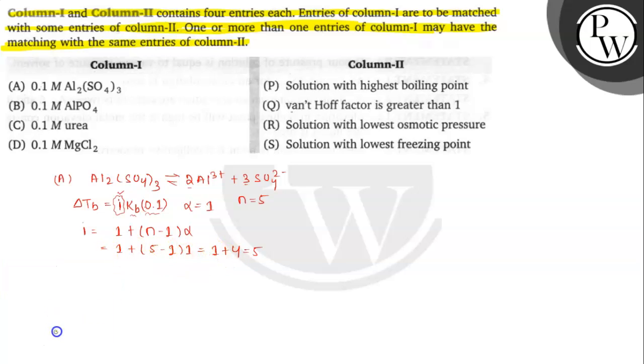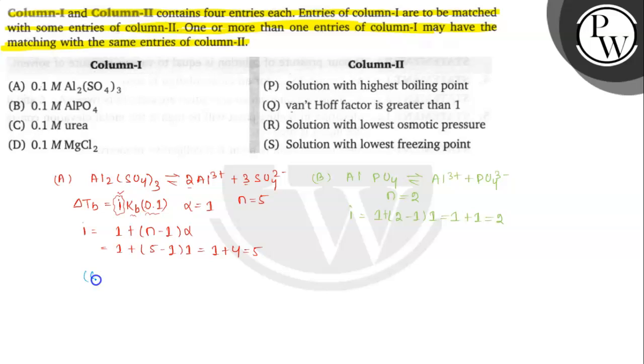Now for Al3PO4, so it will dissociate into 3, sorry, it is only AlPO4. It will dissociate into Al3+ plus PO4 3-. So the number of dissociated particles is 2, and to find the value of i, 1 plus (2 minus 1) into alpha, that is 1. So it will be equal to 1 plus 1, equals 2. So for AlPO4, the i value is 2.